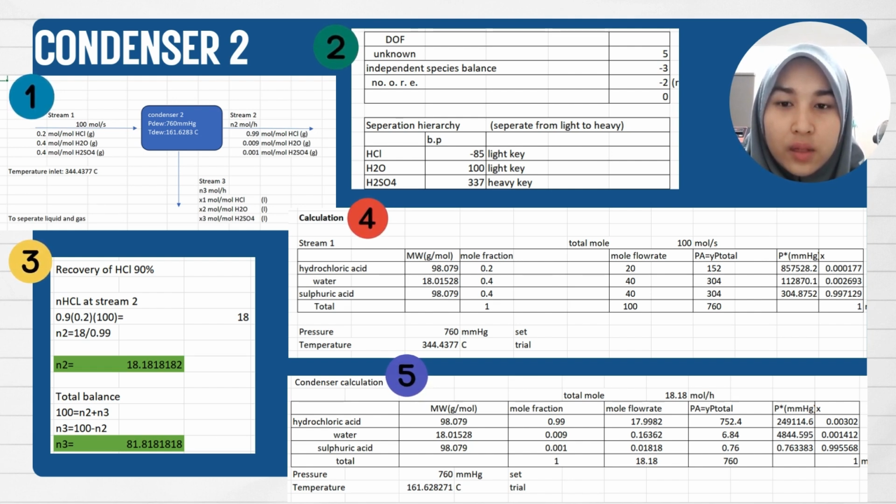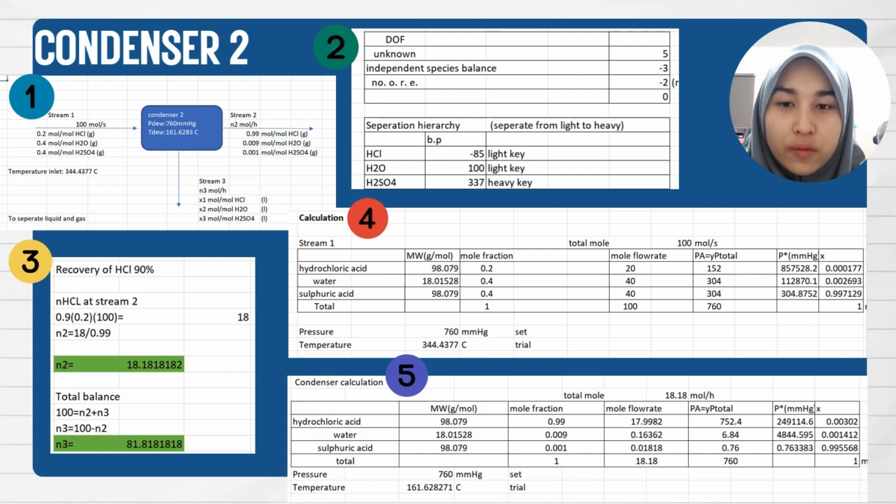For stream 3, to calculate the mole flow rate, we can simply use the total balance: 100 equals N2 plus N3. Since we already have the value for N2, to get N3 we subtract N2 from 100. So we get N3, which is 81.82.